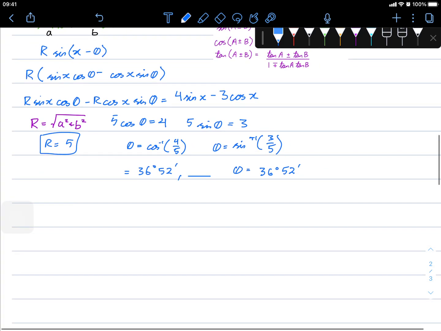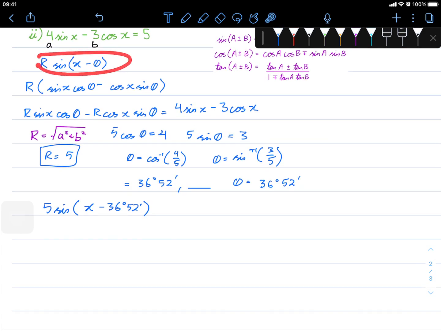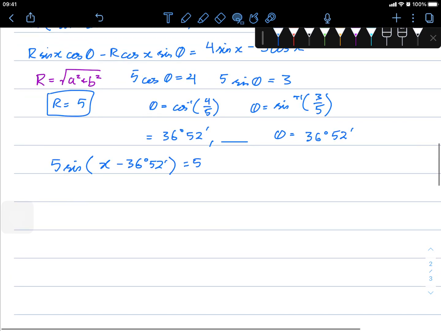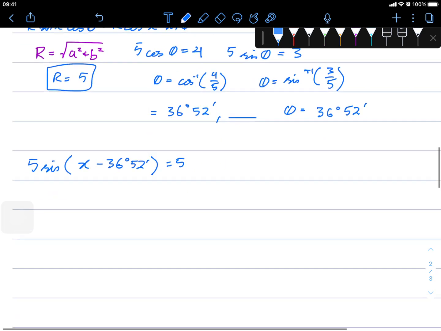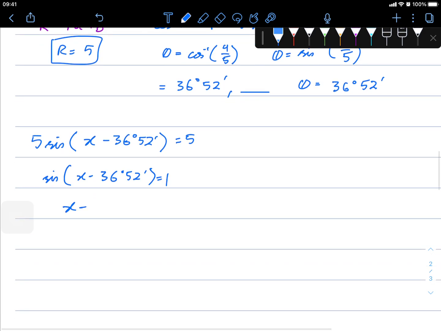So the form we're going to pick now is going to be 5 sine x minus 36 degrees, 52 minutes. That's what we're doing here, equaling 5. So this is now what we need to solve. Dividing both sides by 5 equals 1. X minus 36 degrees 52 minutes equals the inverse sine of 1.